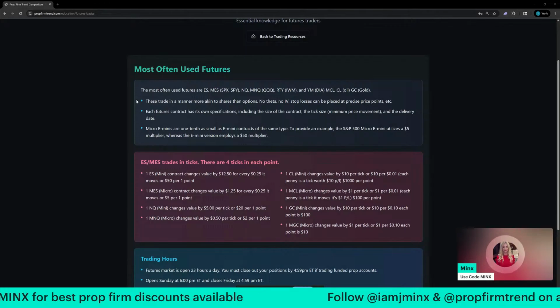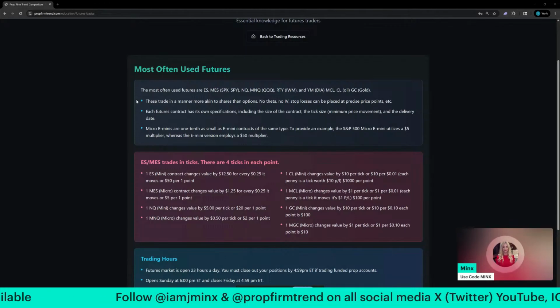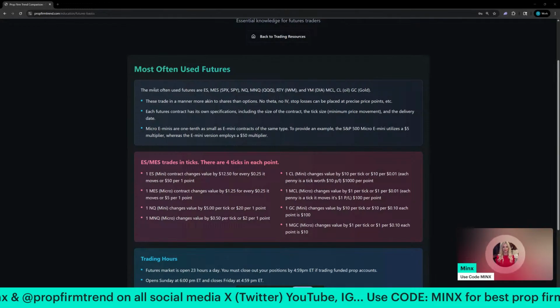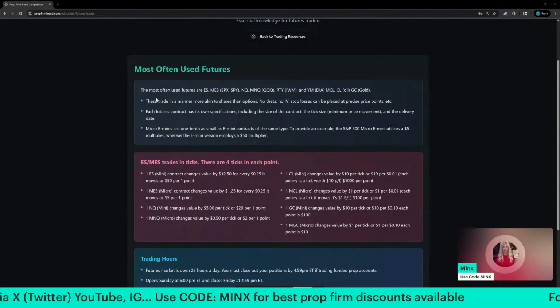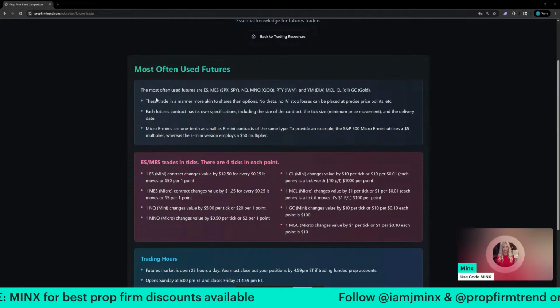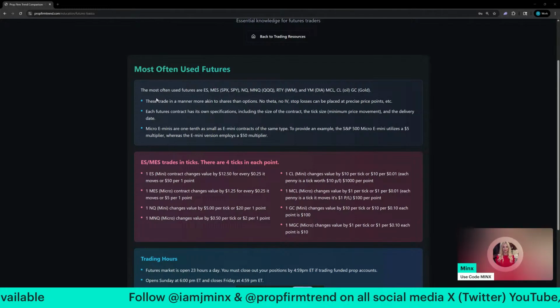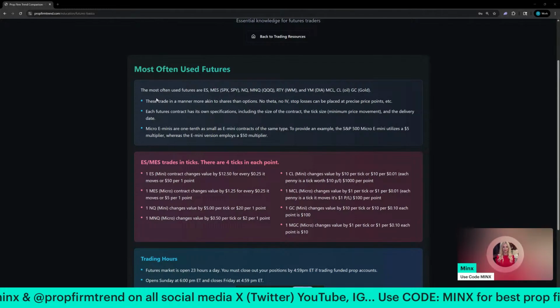Each futures contract has its own specification, including the size of the contract, the tick size, which is that minimum price movement, and the delivery date. And futures trade in a manner more akin to shares than options. So there's no theta, there's no IV. Stop losses can be placed at precise price points. There's no decay of your contract.